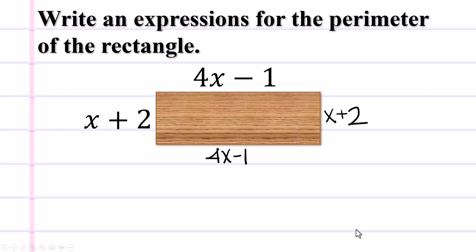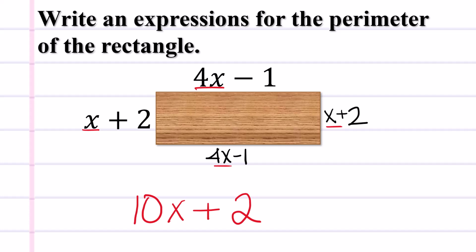Perimeter of a rectangle is just knowing you have to add up all the sides. So that is what perimeter means. So let's add up all the x's. I have a 4x here, an x here, another 4x, and another x. That's 5x and another 5x. So I have 10x. Negative 1 plus 2 is positive 1. Positive 1 minus 1 is 0, and 0 plus 2 is a plus 2. And we're finished with that.